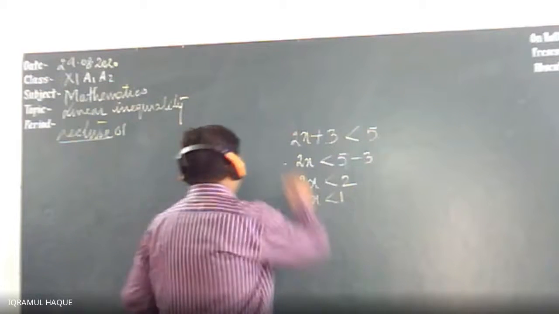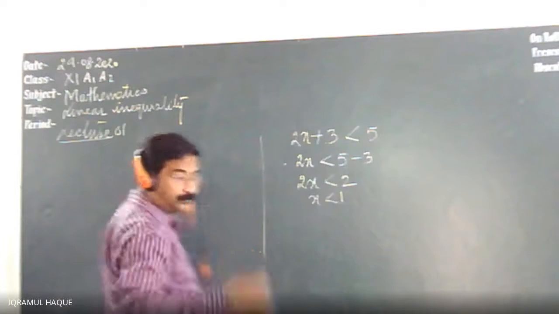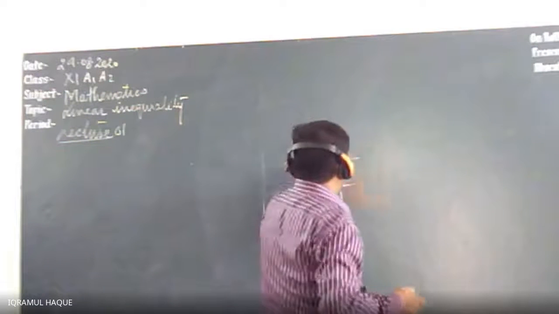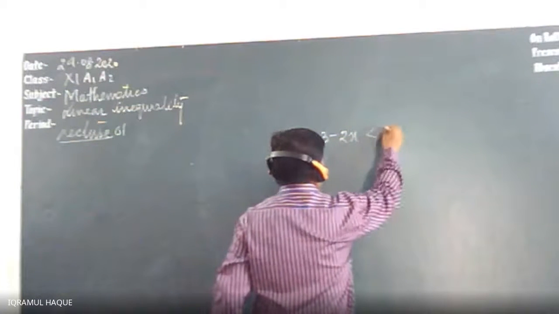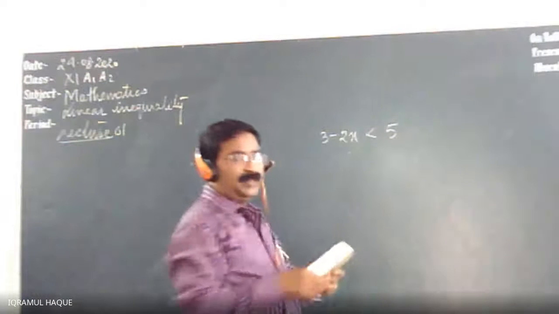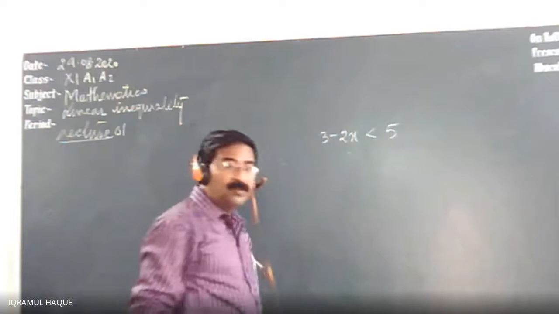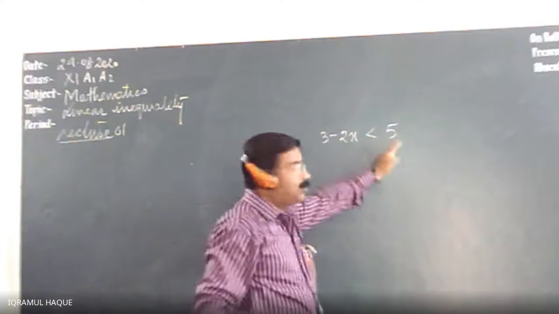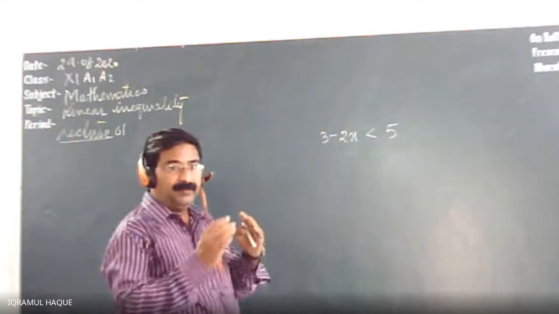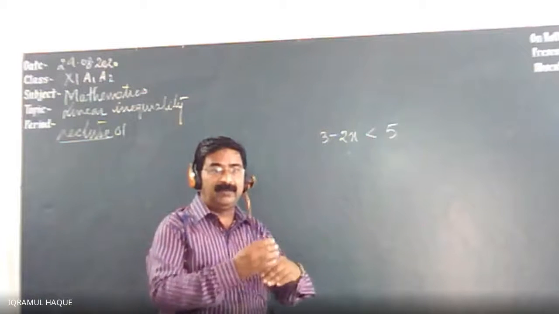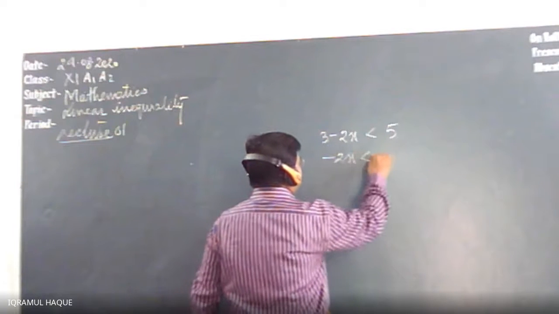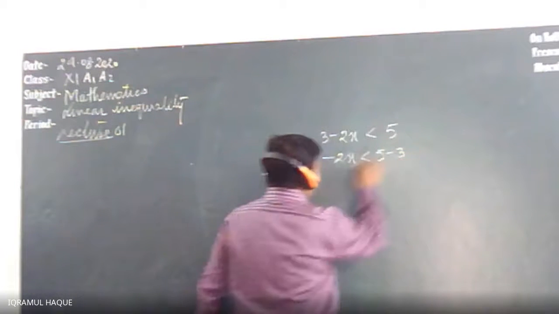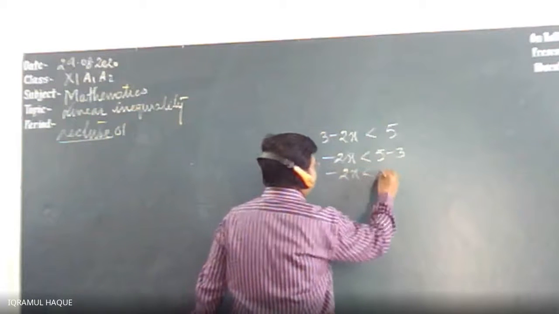And suppose we are given like this: 3 minus 2x is less than 5, for example. First, what to do? We send this 3 to the right side, as I told. When we shift any number from left to right or right to left, its sign will change. So we can write minus 2x is less than 5 minus 3, minus 2x is less than 2.